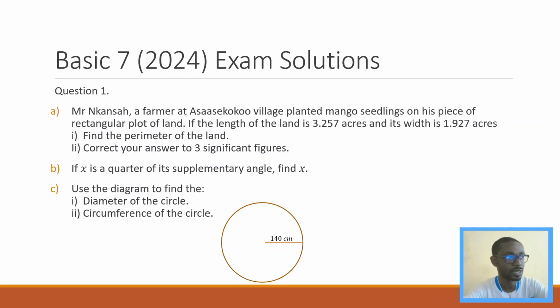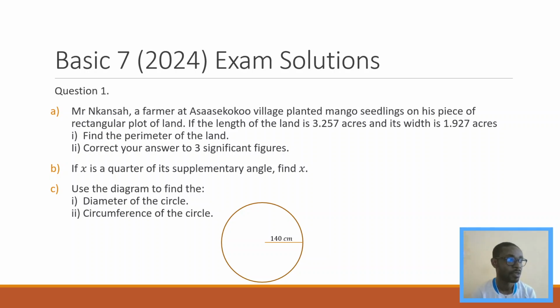Right. So Mr. Nkansa, a farmer at Nsase Koko village, planted mango seedlings on his piece of rectangular plot of land. If the length of the land is 3.257 acres and its width is 1.927 acres, A. Find the perimeter of the land. Correct your answer to three significant figures.